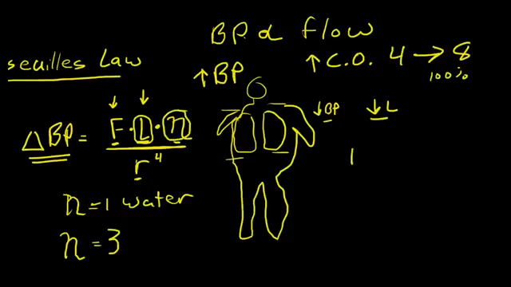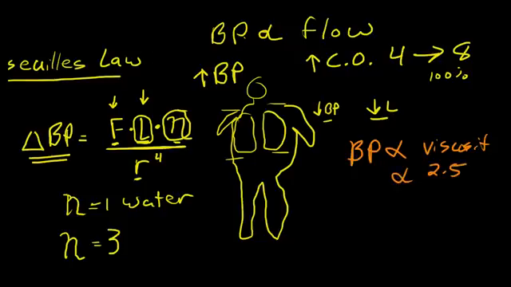And viscosity also. Blood pressure is directly correlated with viscosity. So if you decrease viscosity from a normal viscosity of 3 to 2.5, you're going to have an equivalent decrease in blood pressure. But what's really interesting to note here is blood pressure is inversely related to the radius to the fourth power.